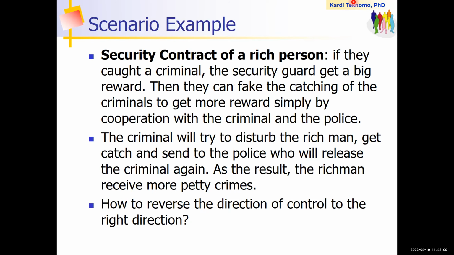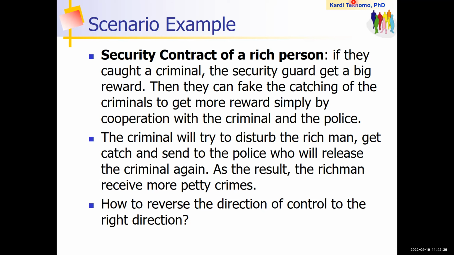I'll give you another example. Say the security contract of a rich person. Say the current contract is that if the security guard catches the criminal, the security guard will get a reward. It looks normal, right? But with this contract, the security guard can fake the catching of the criminal and get more reward simply by cooperating with the criminal and the police.